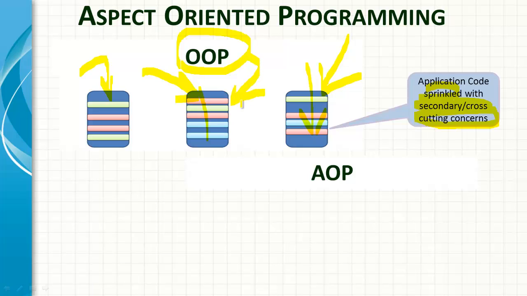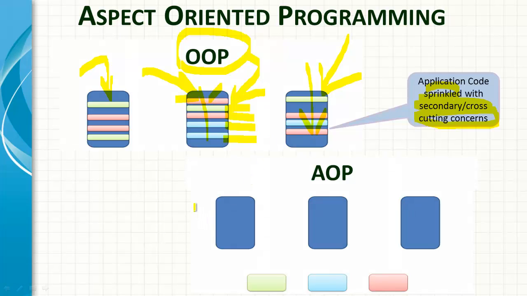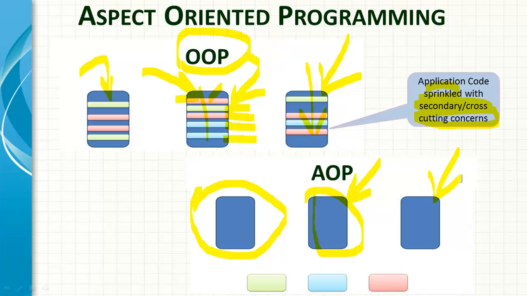So if you are writing a class, your class is still sprinkled with various concerns, but what AOP says is, no, my business logic will be like this. I will only write payment here. I'll only write some kind of statement management here. I'll only write some kind of card details here.